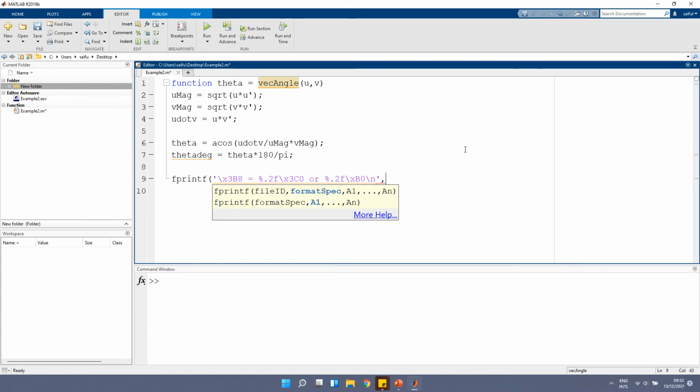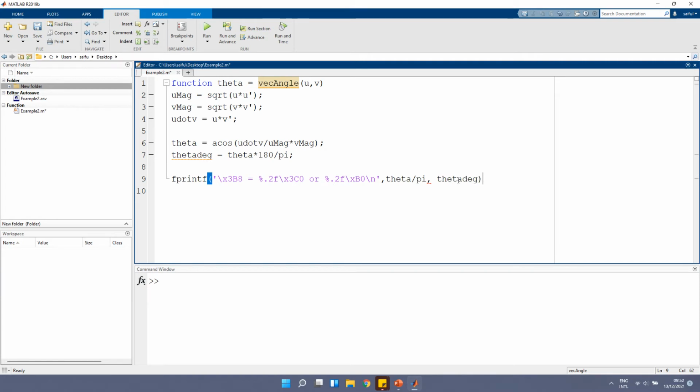And then next, you describe what the first identifier is, the number that you wanted to refer to. So the first is all about theta in pi, and then the second identifier is theta in degrees. So this is the answer for example 2, as you can see in the slide. Basically, we create a function called vector angle.